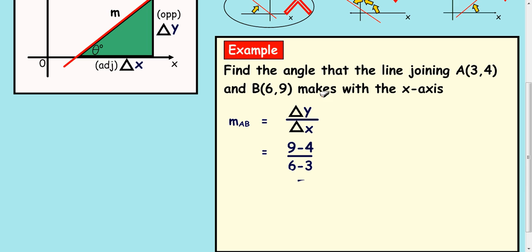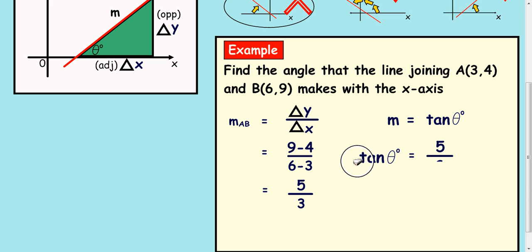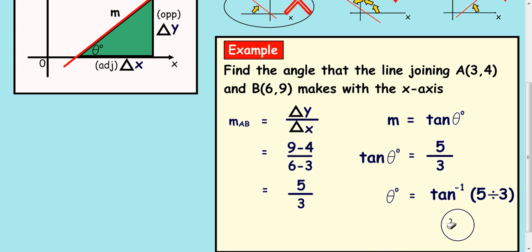You could do 4 take away 9 and 3 take away 6, but that would create negatives. Try and avoid it if you can. So that would give us 5 over 3. So next, m equals tan theta. So tan theta is equal to 5 over 3 because we've already worked out the gradient. If we inverse tan 5 divided by 3, we get 59 degrees, and that would be our answer.